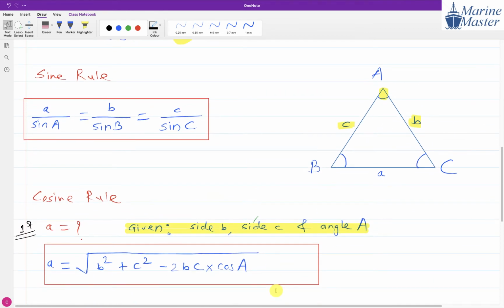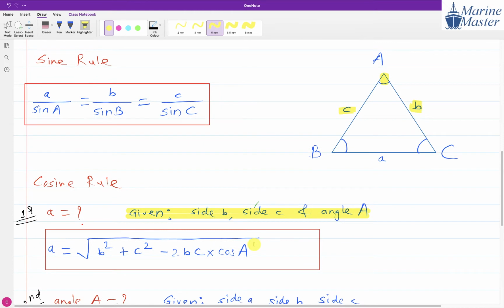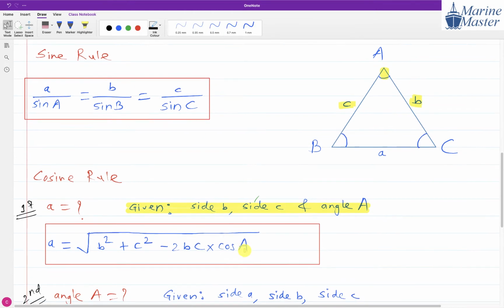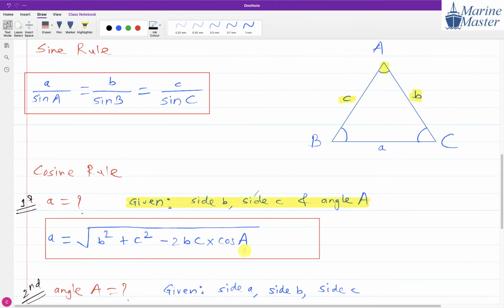Now the next important rule is the cosine rule. Just observe the things carefully. When to use the cosine rule? There are two ways to use the cosine rule.